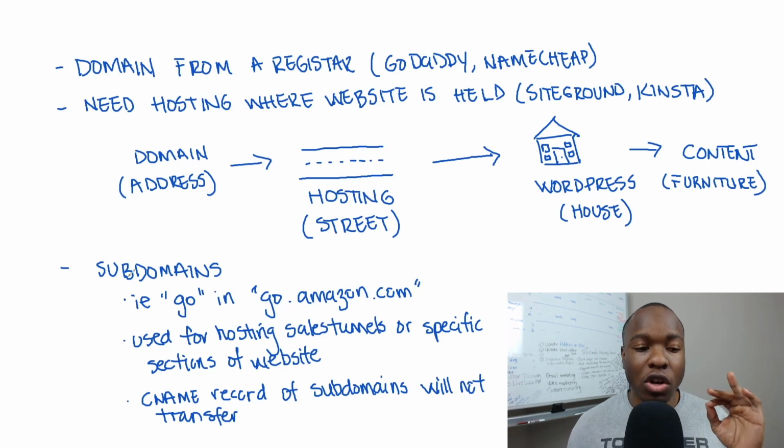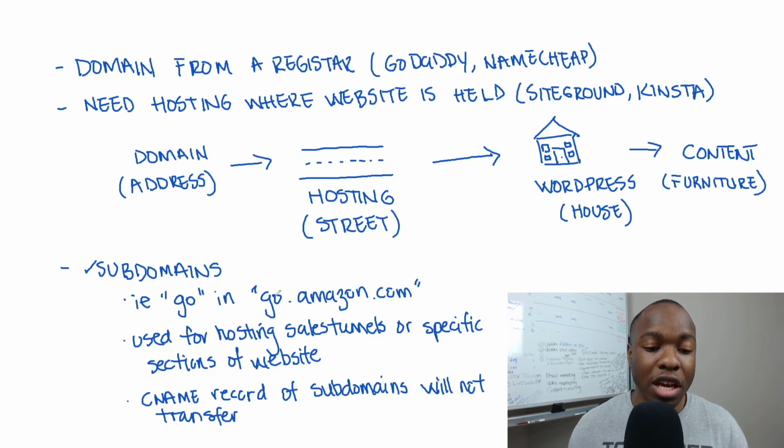Now there are things called subdomains that you may not have heard of, but they're very simple. Subdomains are basically little words that go in front of the website name. So for example, if it was www.amazon.com, and they did go.amazon.com, well, that's basically a subdomain.